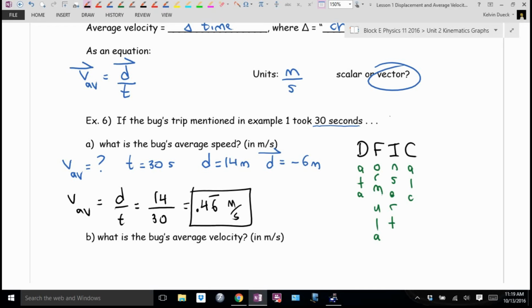Lyndon, what's B asking me to find? Didn't we just find that? No, we found average speed, and there's going to be a difference. This is going to sound like a dumb question, Lyndon. Have we turned the page? Say no. Are we on a new page? Say no.